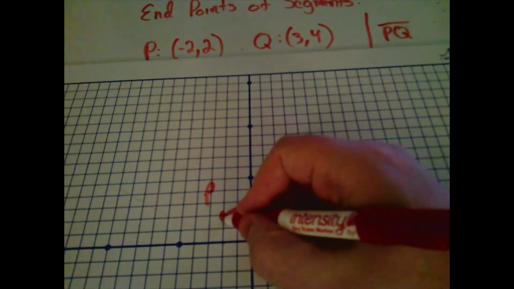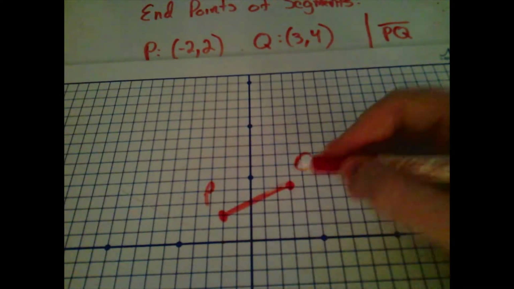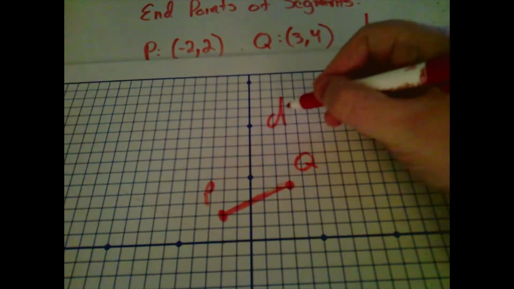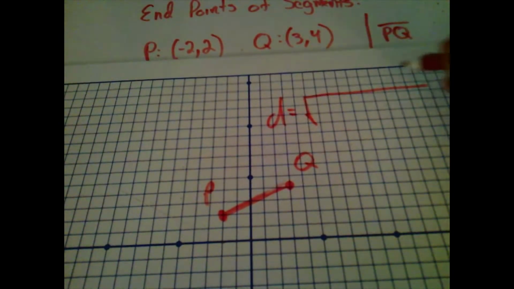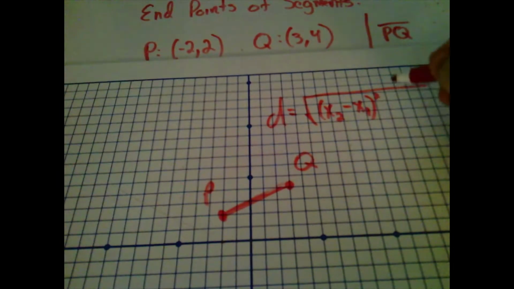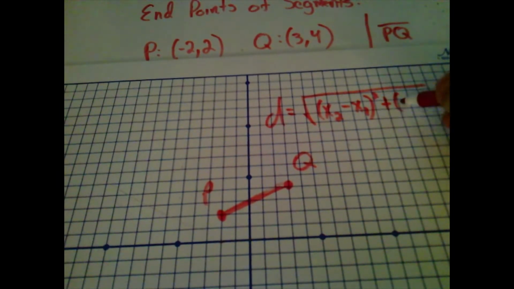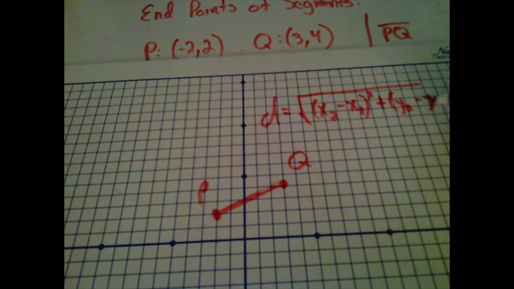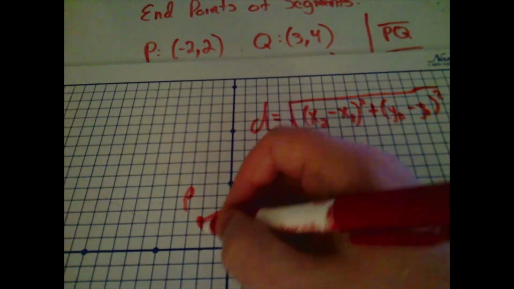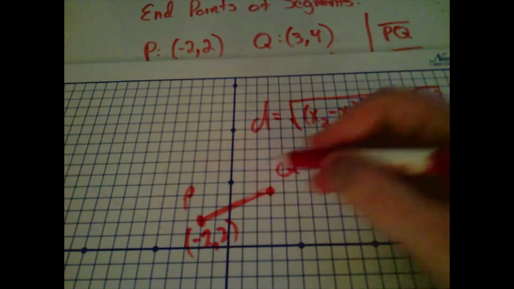And this line has a magnitude. It has a distance between the point P and the point Q. And we can use our distance formula as we previously defined it to find what that value is. Just to review, the distance formula is equal to the square root of x sub 2 minus x sub 1 squared plus y sub 2 minus y sub 1, also squared. We have 2 points here. This is -2, 2, and this is Q, which is 3, 4.